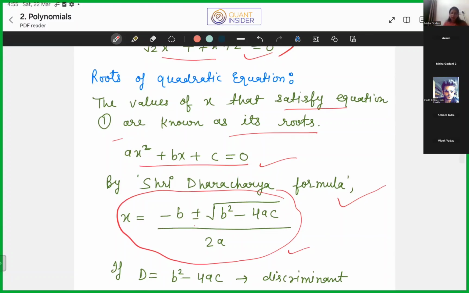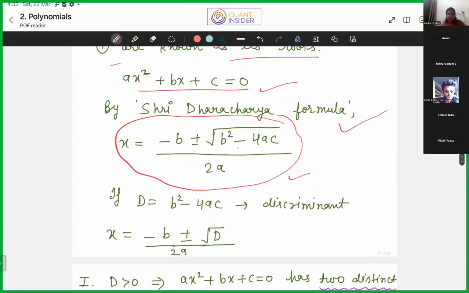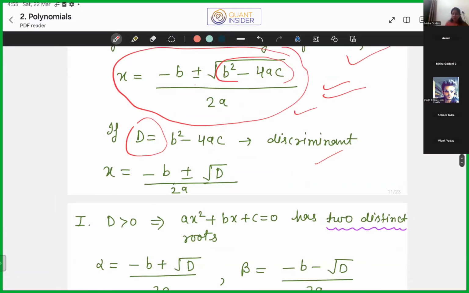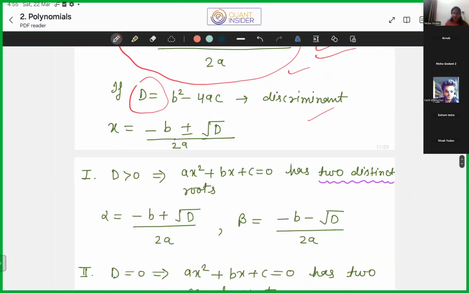This part, b square minus 4ac, is called the discriminant. It is denoted by D. If you are finding roots for an equation, it is not necessary to use the symbol D. You can directly put it in the formula. But I have written this here because I was writing some results.